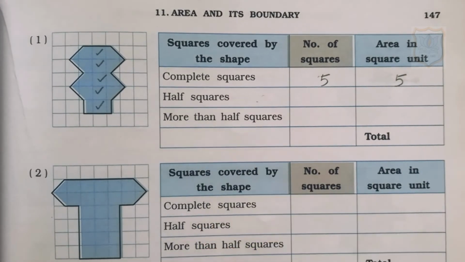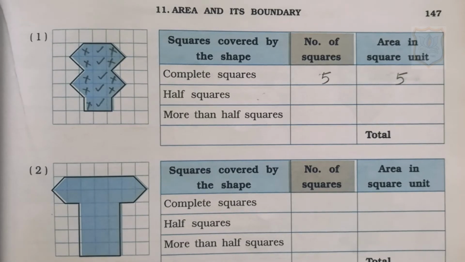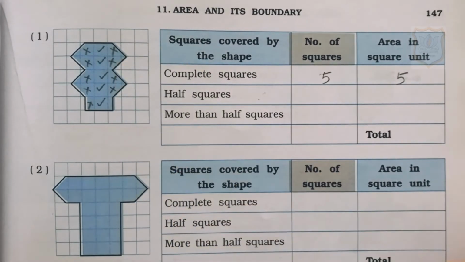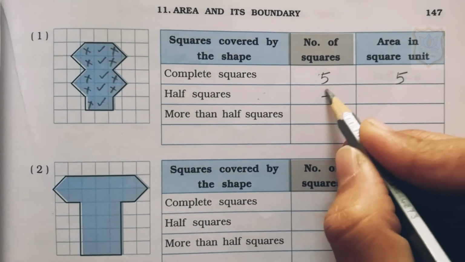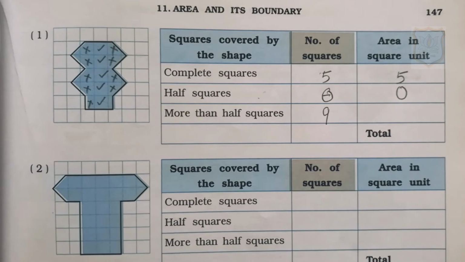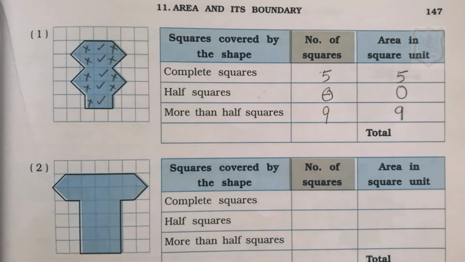Then we will find out more than half squares. We will place a cross on more than half squares. In this way we will put a cross on more than half squares. So here 1, 2, 3, 4, 5, 6, 7, 8, 9. 9 more than half squares are there. So here we will write 9 in the number of squares column, and we will consider more than half square as complete square. So area in square unit also we will write 9. Rest are less than half squares, which we will ignore. Now by adding 5 plus 0 plus 9 we will get 14. So the area of this figure is 14 square centimeter.